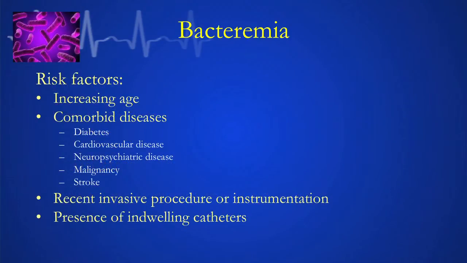Your risk factors. Why are we talking about it? Increasing age. Comorbid diseases. Almost all of the elderly have one of these. Diabetes, heart disease, neuropsychiatric disease, whether that's Parkinson's or dementia, malignancy, and stroke. Recent invasive procedure or instrumentation, and presence of indwelling catheters.